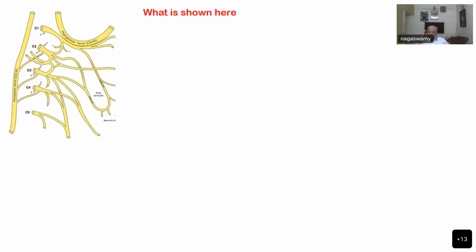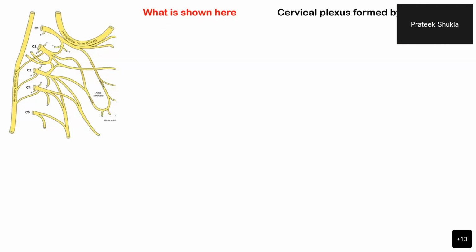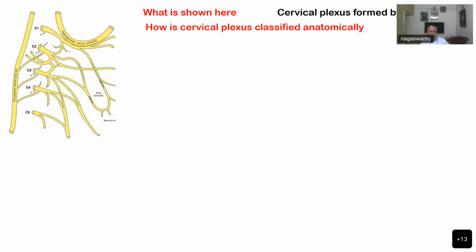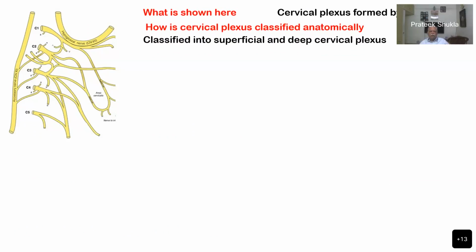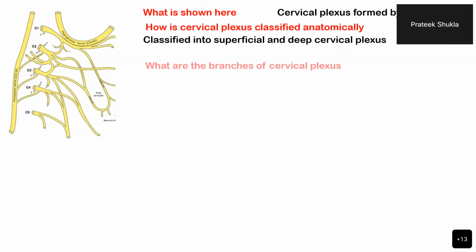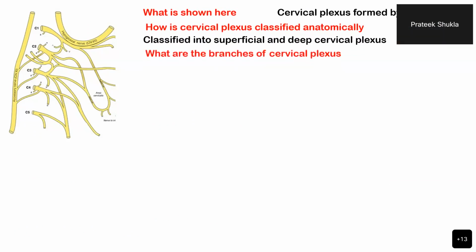Now what is shown here? Cervical plexus, sir. Ansa cervicalis is written. The cervical plexus is formed by C2, C3 and C4. Very good. How is the cervical plexus classified anatomically? Superficial and deep, sir. Excellent. Classified into superficial and deep. What are the branches of the cervical plexus?